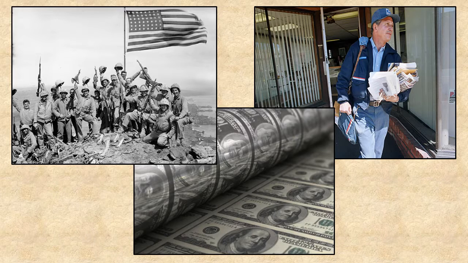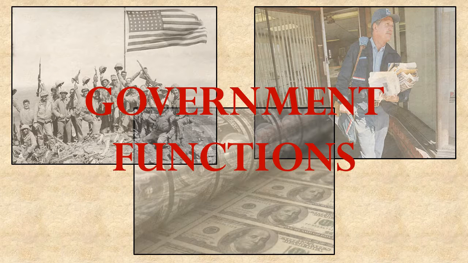The next item can be seen in this series of pictures. To the upper left, we have American soldiers after winning a battle. Bottom center, we have the printing of money. In the upper right, we have a mail carrier. These pictures illustrate what government does, or in other words, the functions of government.